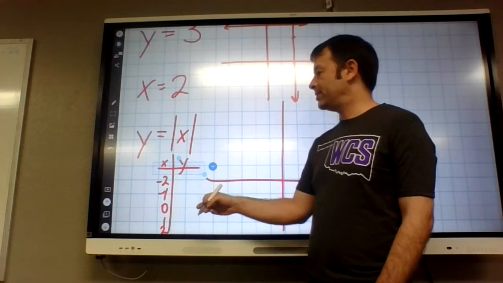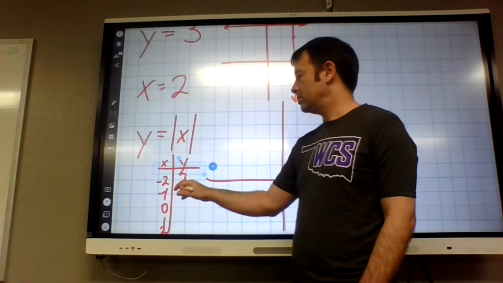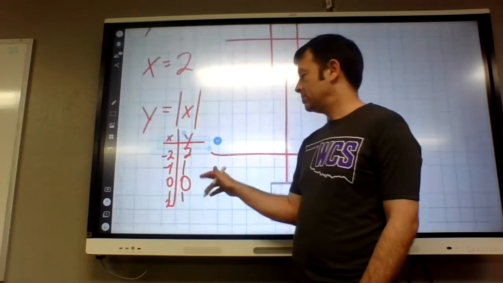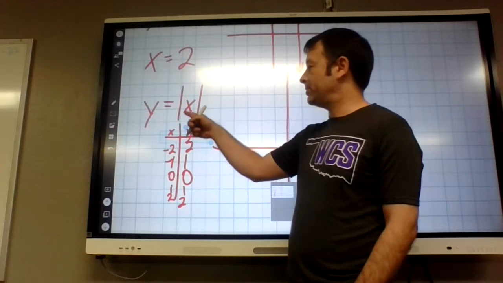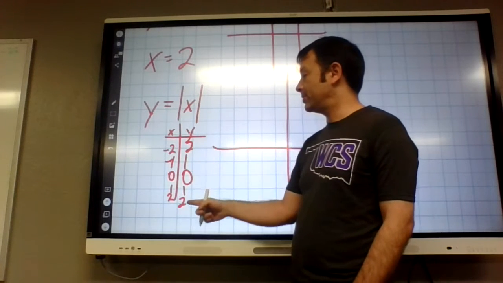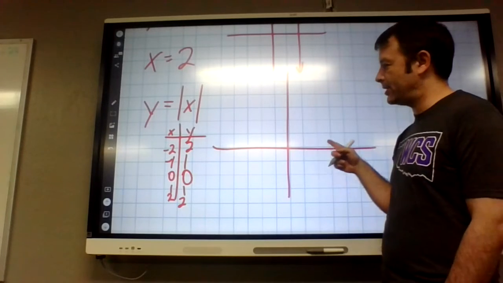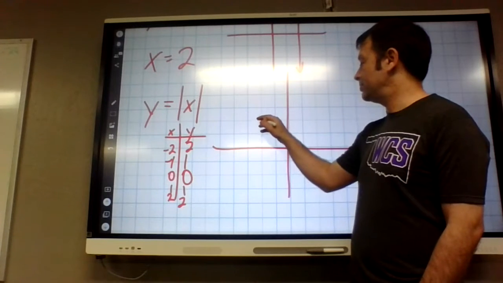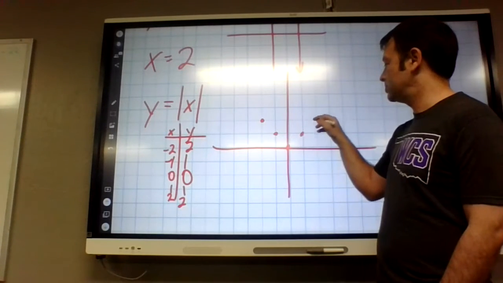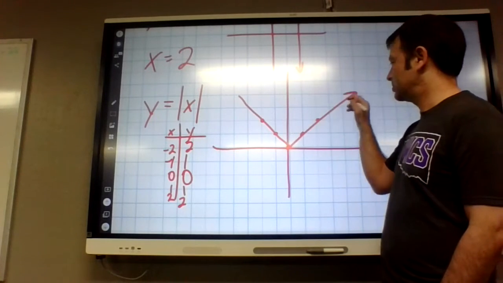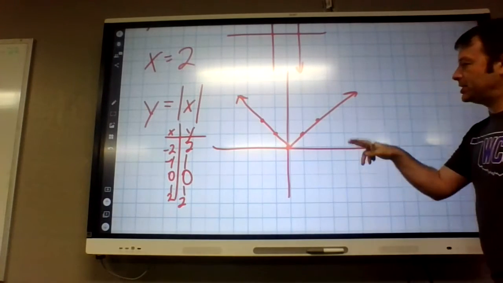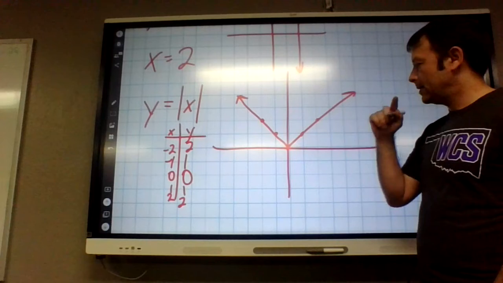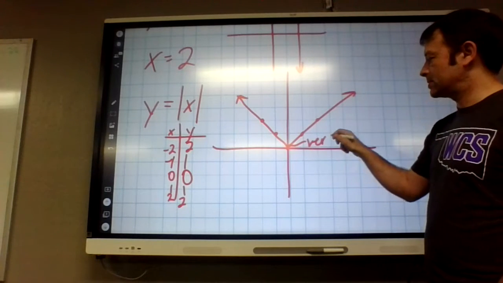If I plug in -2, what do I get? 2. -1 gives 1, 0 gives 0, 1 gives 1, 2 gives 2. If I plug in those x values, I get some y values to go with them. These are the coordinates of the points on the graph. I can plug in any x's, but I'm just sticking to the middle. So (-2, 2), (-1, 1), (0, 0), (1, 1), (2, 2). What shape is this? Kind of a V shape, like perfect diagonal V's. This point down here is called the vertex.